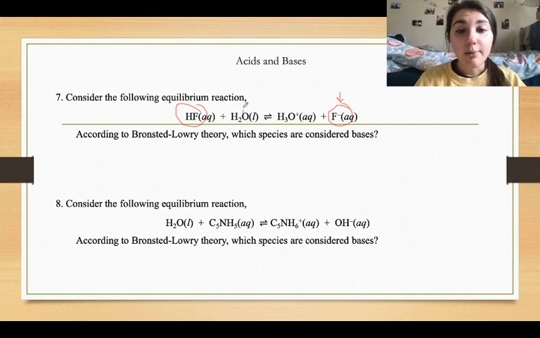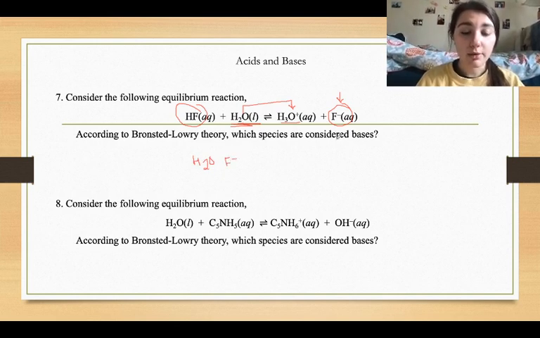Again, I look between my other pair here, and I see that this is a proton acceptor, and this was a proton donor, and that it accepted a proton to get here, and therefore this is considered my other base, and this is considered an acid. So when I'm looking at which two species are going to be considered bases, I would definitely say that it's going to be water, and it's going to be my fluoride ion there. And that's simply based on who is accepting and donating protons.